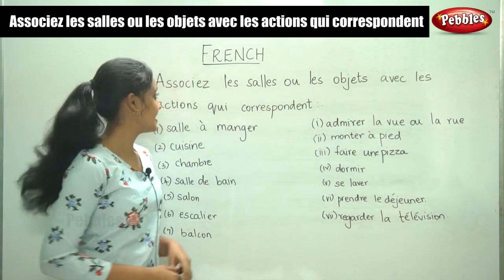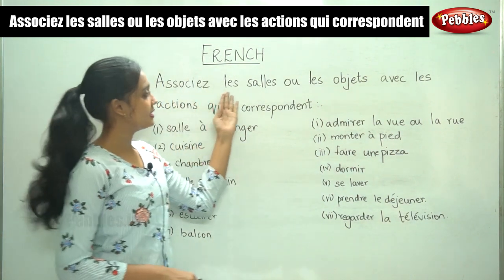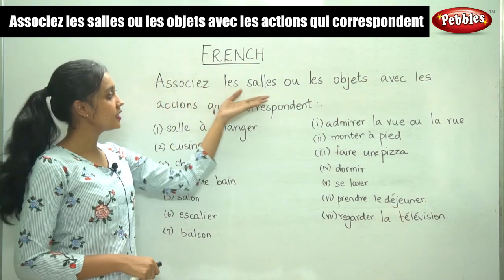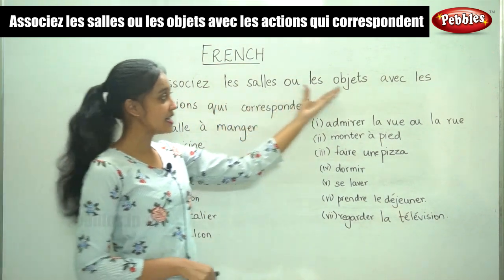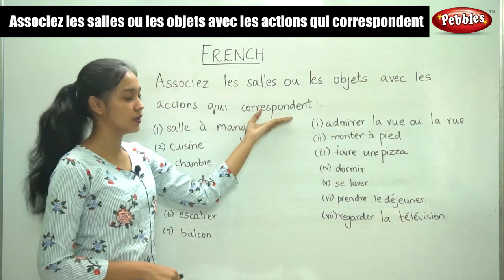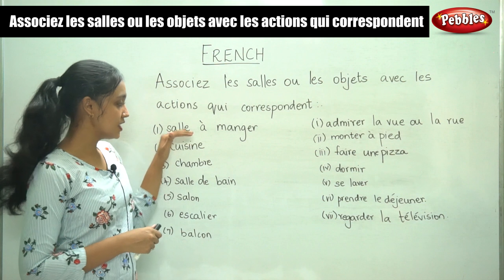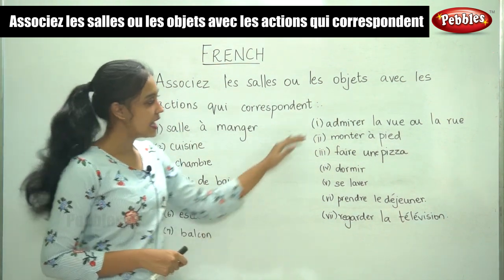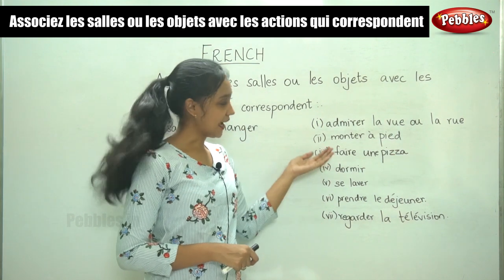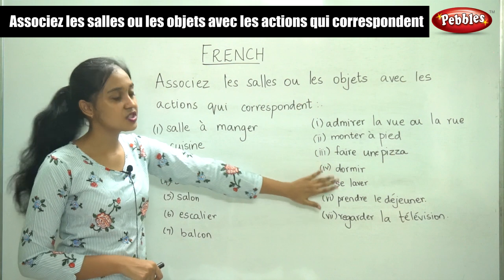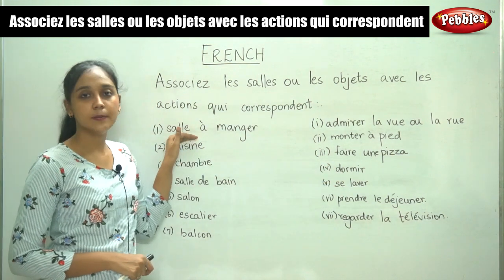The next exercise is associer les salles ou les objets. We are going to associate the rooms and the objects avec les actions qui correspondent. So we are going to match. Now here are the names of the rooms in our house and these are the actions done. So we are going to associate what action is done in which place.